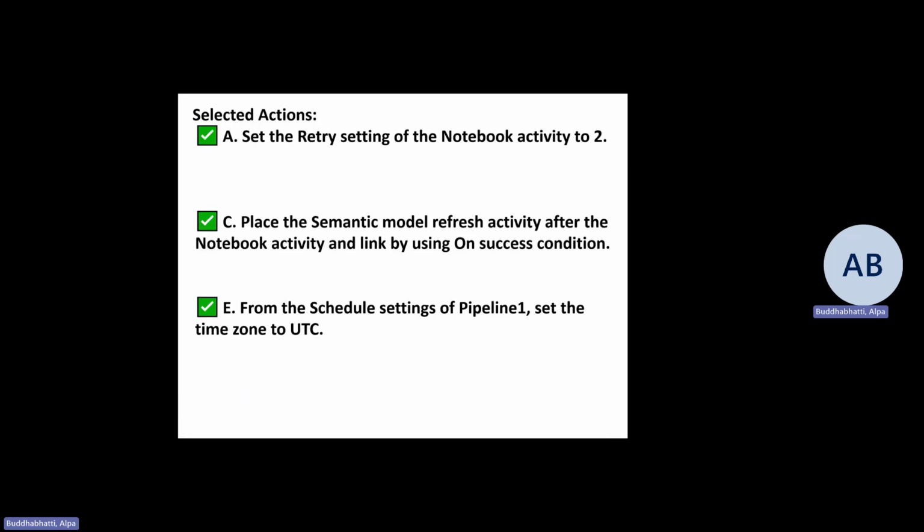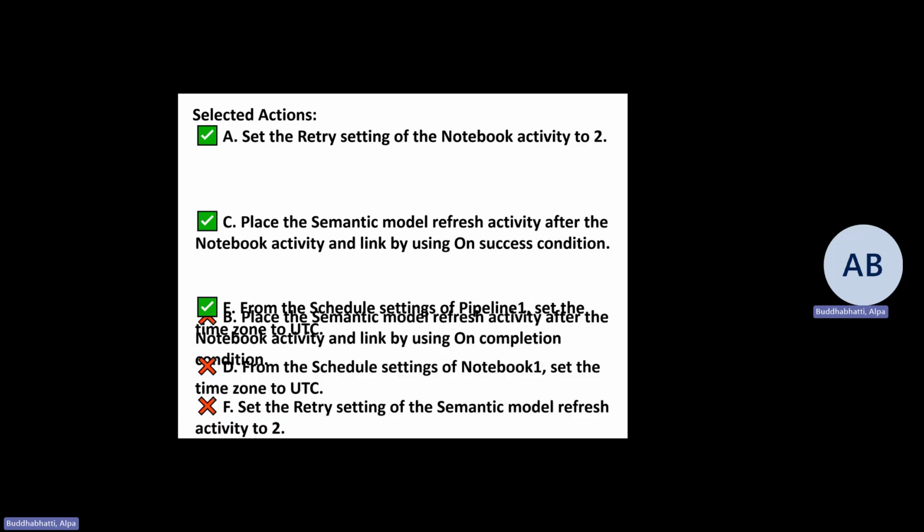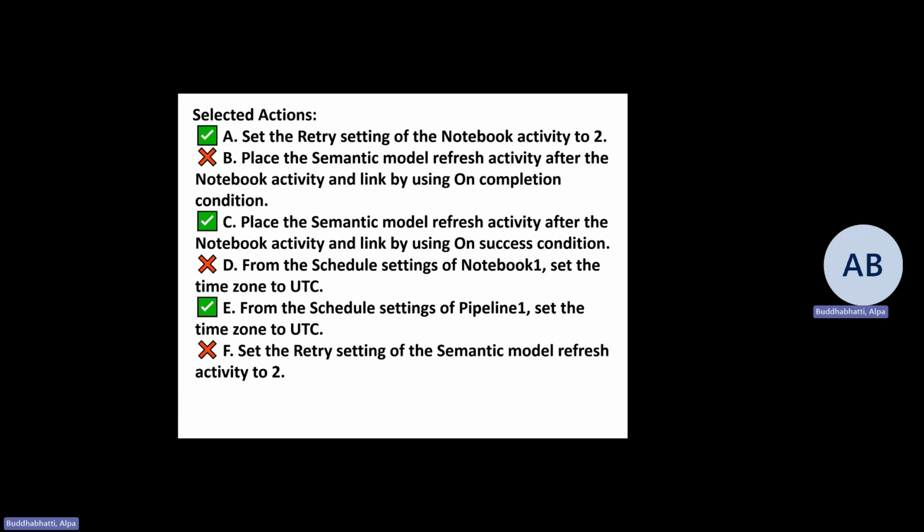So you can see these are the ones: set the retry settings of the notebook activity to 2 times, then place the semantic model refresh activity after the notebook activity, linked using the on success condition, not on completion, and schedule the pipeline for UTC time. And these are the incorrect options. If you want to see the pipeline in Fabric, I can quickly share that with you.